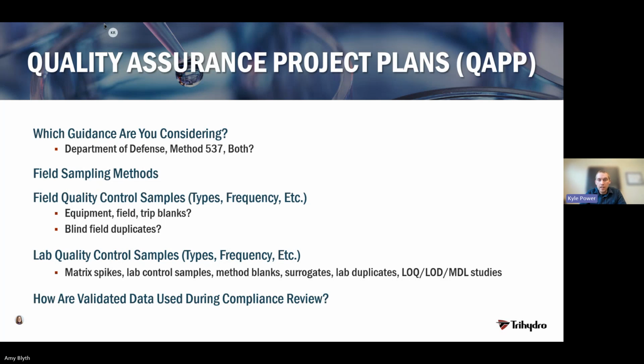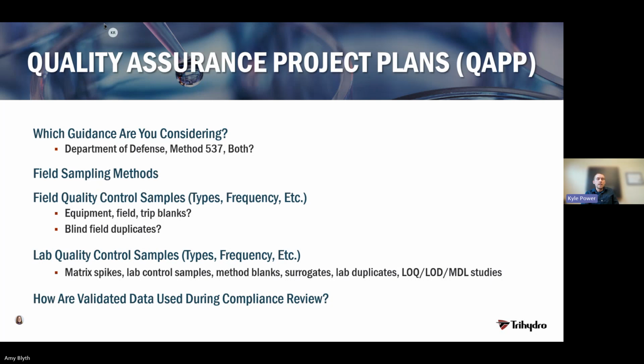They should be running laboratory control samples, method blanks. Do they have specific surrogates, internal standards, extracted internal standards? Are they running duplicates? Do they have any detection limit studies? All this is important information to know when establishing this document, so you know what you're going into before you even go out and sample.